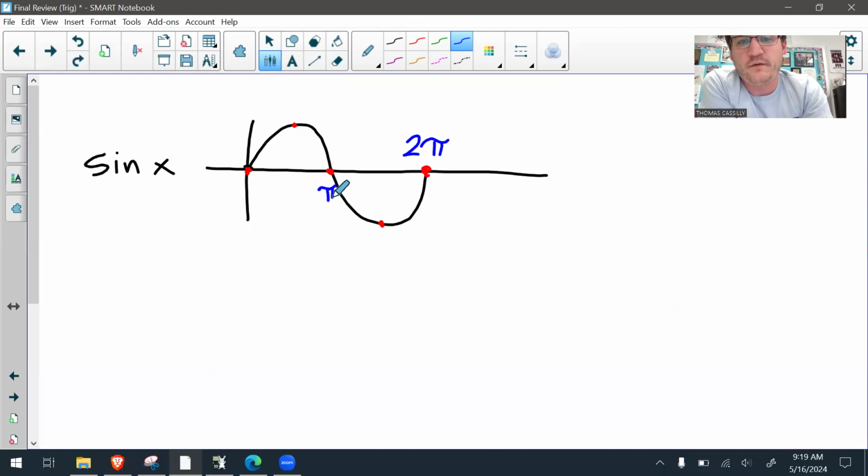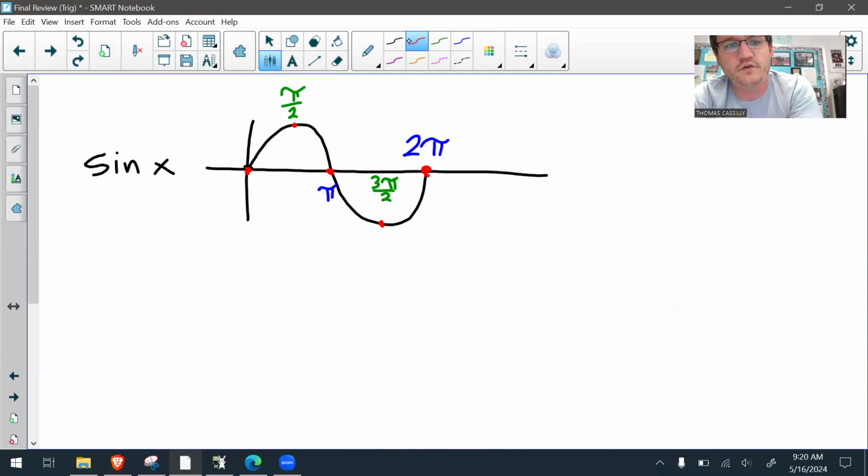Halfway through, it crosses back through that x-axis. And then we have the other two. It maxes out halfway between 0 and pi. So that's just going to be pi over 2. And then it bottoms out between pi and 2 pi, and that is 3 pi over 2. So we split it up into those different pieces. We have 5 important parts that we need to graph.